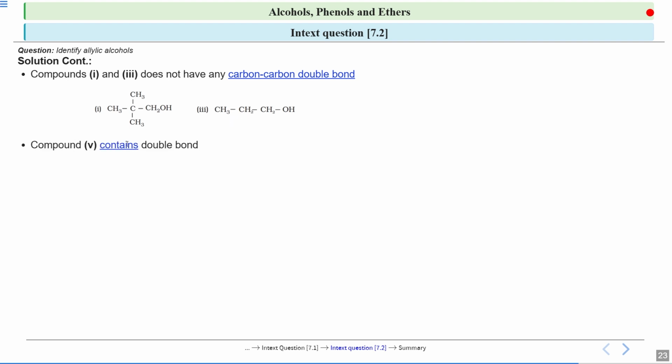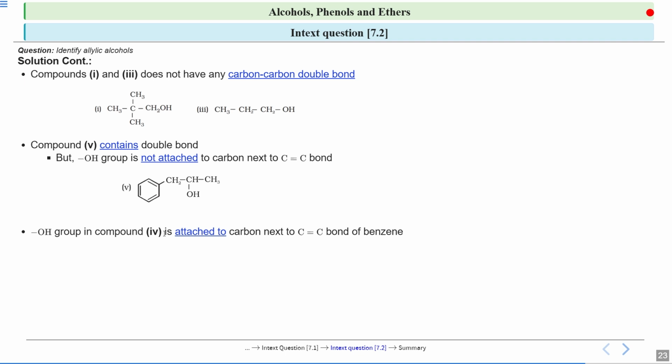If you see compound fifth, it contains a double bond, but the hydroxyl group is not attached to the carbon which is next to the double bonded carbon, right? In the fifth structure, the hydroxyl group is attached to an sp3 carbon, but this carbon is not attached to a double bonded carbon. It is attached only to single bonded carbons. So this is also not an allylic alcohol. The double bond is present in this molecule in the benzene, but still this is not an allylic alcohol.